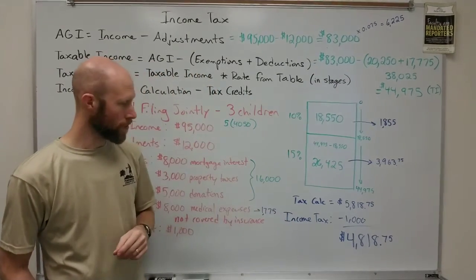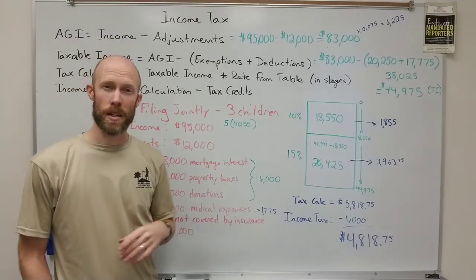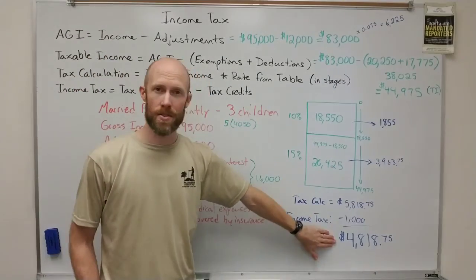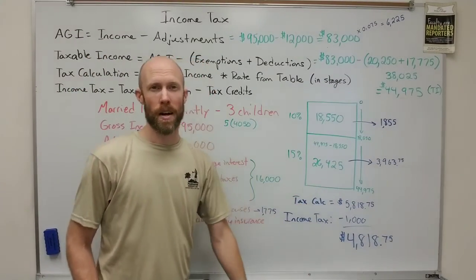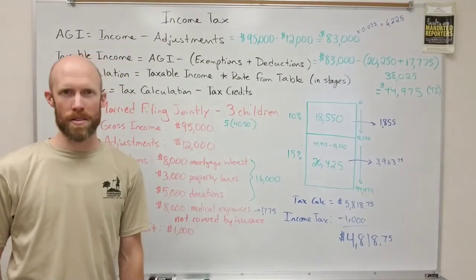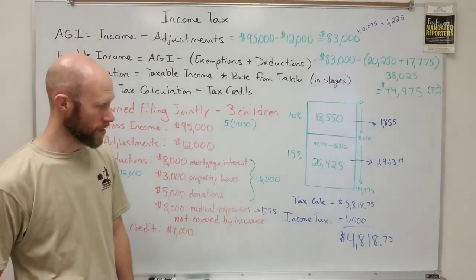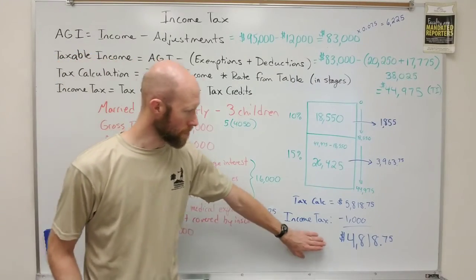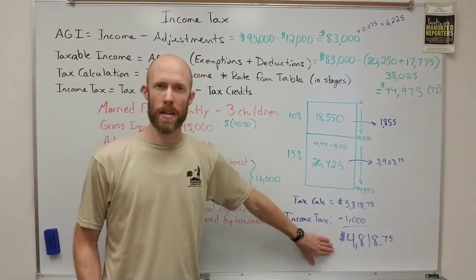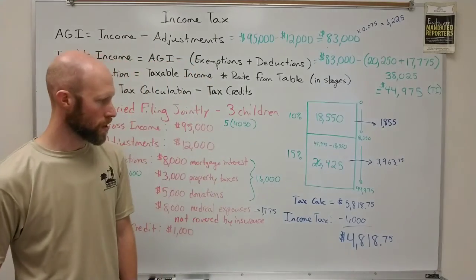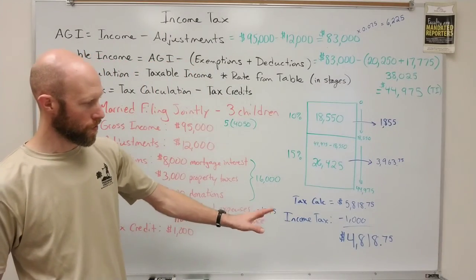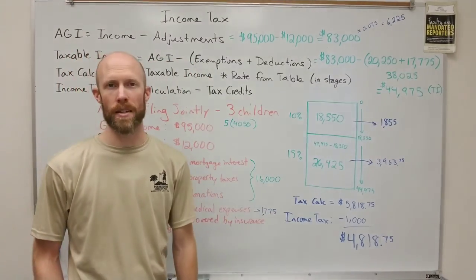If the amount that was taken out is less than this, then they have to pay in at the end of the year, which is of course an unpleasant surprise when that has to happen, but often it does. So anyway, this is the amount that this family would have to actually pay in, $4,818.75.